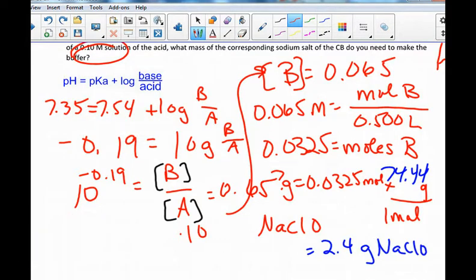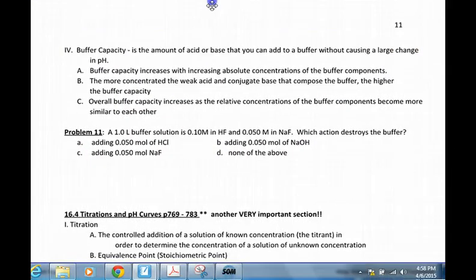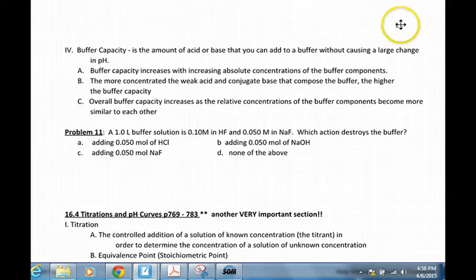Let's turn the page. And finally, the last topic is called the buffer capacity. It's the amount of the acid or the base that you can add to a buffer without causing a large change in pH. Buffer capacity increases with increasing absolute concentrations of the buffer components. What the heck does that mean?